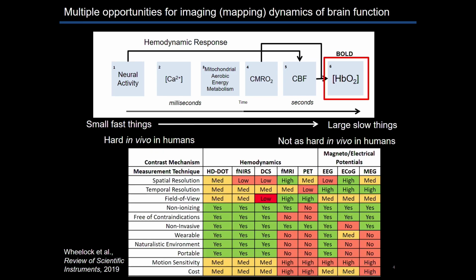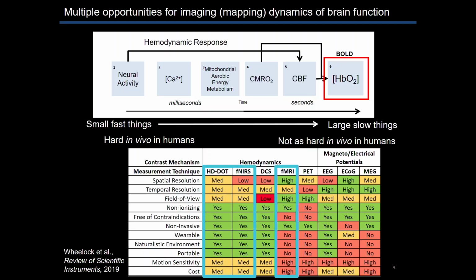So there are a lot of different contrast mechanisms and a lot of different technologies that allow us to access these variances in brain function, from high-density DOT and fNIRS and fMRI that I'm going to focus on, diffuse correlation spectroscopy that Lisa will talk about next, positron emission tomography, and then, of course, magnetoelectrical potentials with EEG, which are electrical leads on the scalp, ECoG, where you take off the skull and put the leads directly on the dura or penetrating into the gray matter of the brain, and then MEG.